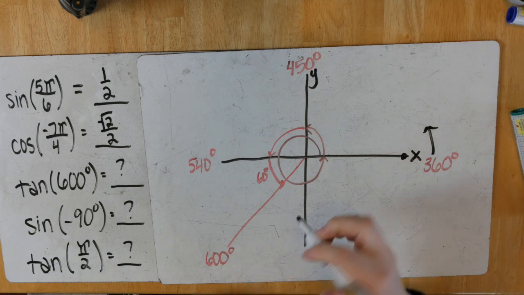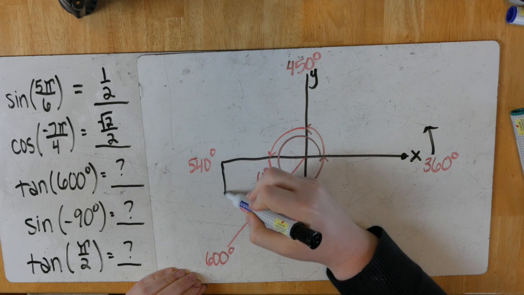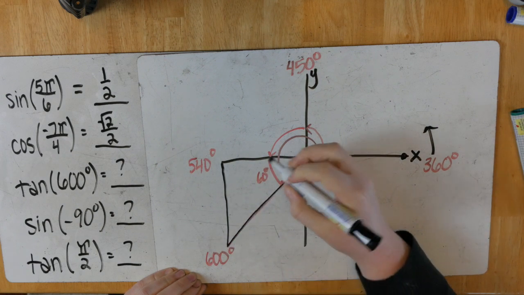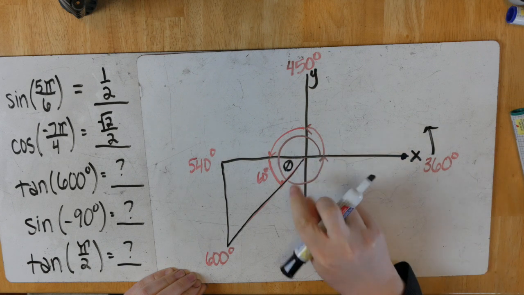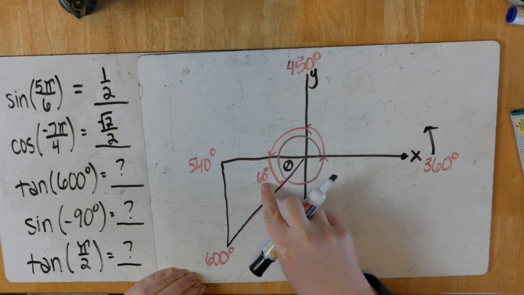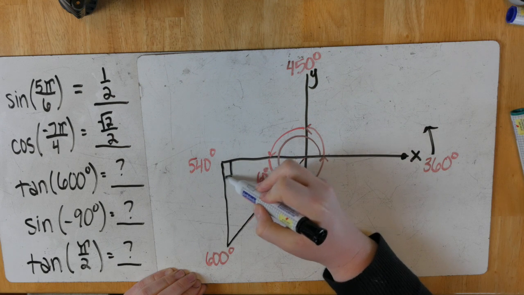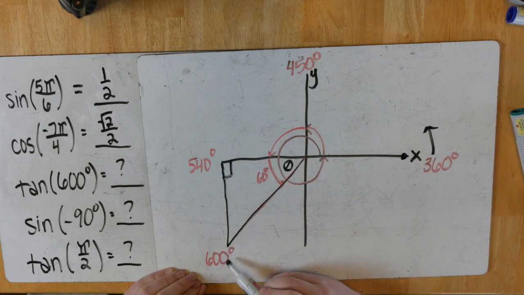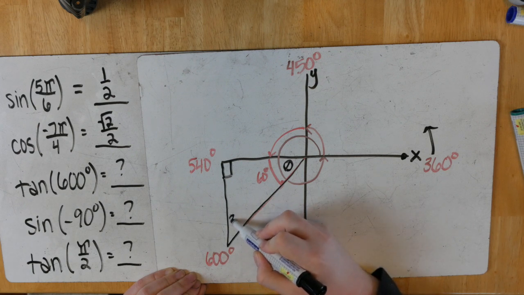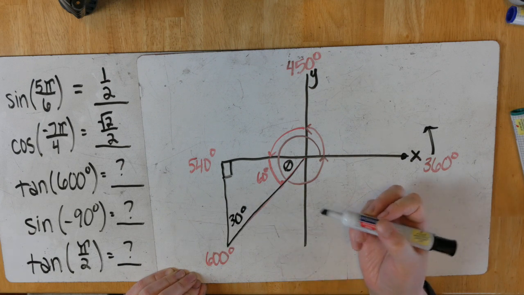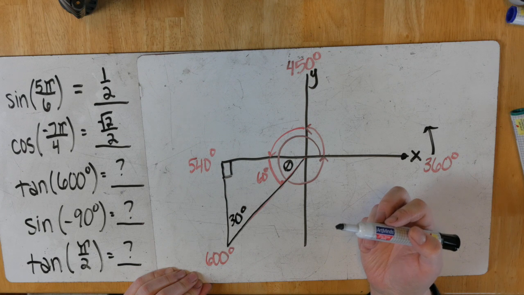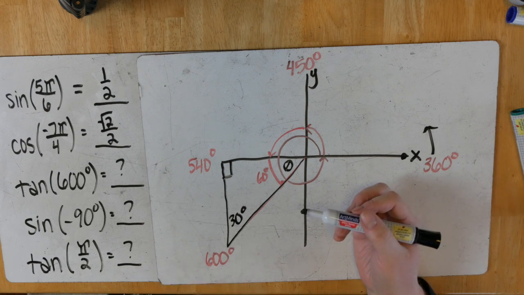This is going to create yet another reference triangle for us. And we know that theta at the origin, in this case, is 60 degrees because we had to go 60 degrees past the negative x-axis to get to our 600 degree angle we wanted to find. So that means that this angle here is going to have to be 30 degrees. So then we have another 30, 60, 90 special right triangle, but this time it is oriented differently than the last one that we looked at.